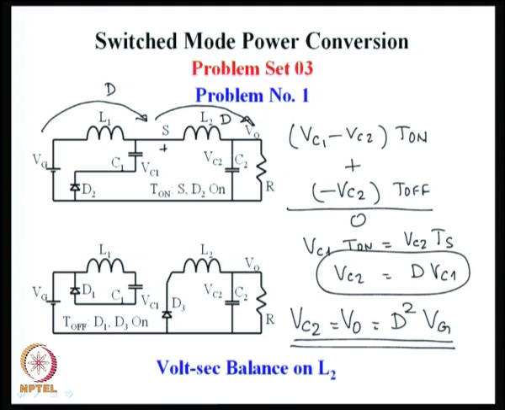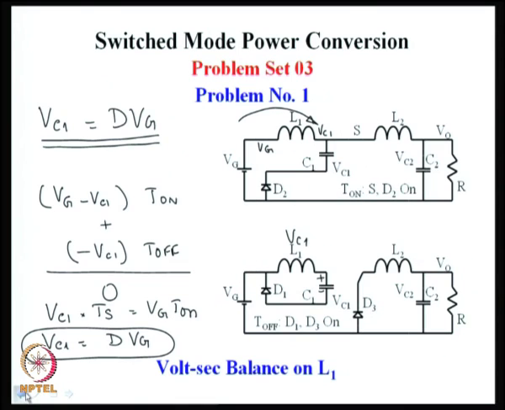This particular converter is also called a quadratic converter, because the output voltage is the square of the duty ratio times the input voltage. This is a quadratic converter because output voltage is a square function of the duty ratio, unlike the simple buck converter. So, we might say that in this converter our V naught is D square times Vg. So, this is the first operating condition on the power converter.